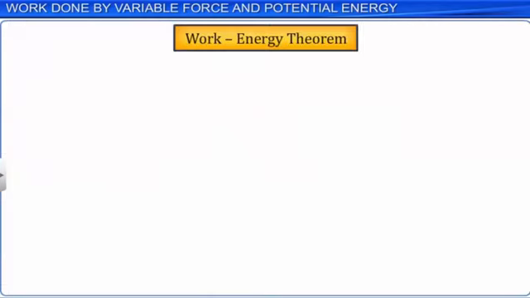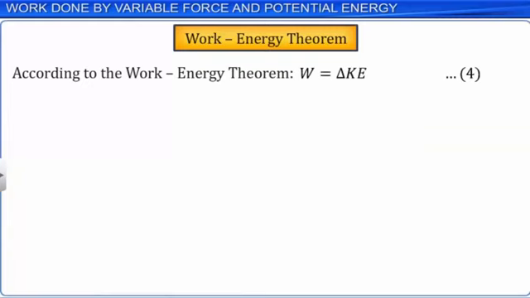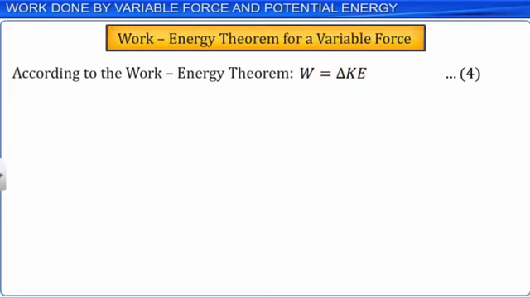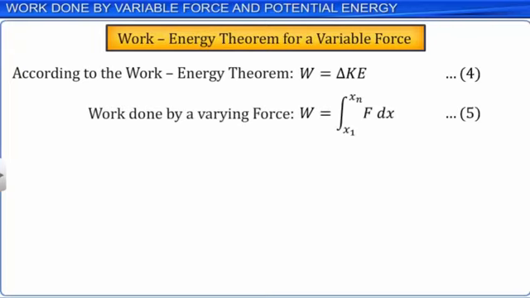We know that according to the work energy theorem, the work done, W, by a net force on a body is equal to a change in its kinetic energy, KE, as in expression 4. W is equal to delta KE. Let us now try to prove the work energy theorem for a variable force. We know that the work done by a variable force can be found by the expression W is equal to integral F dx in the limits x1 to xn. Let's call this equation 5.